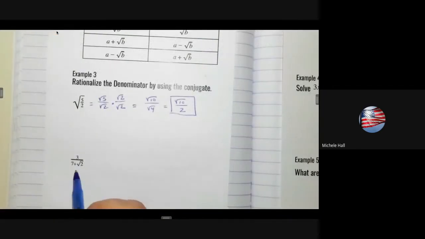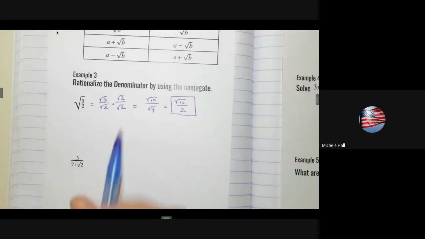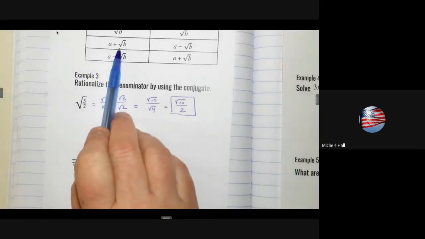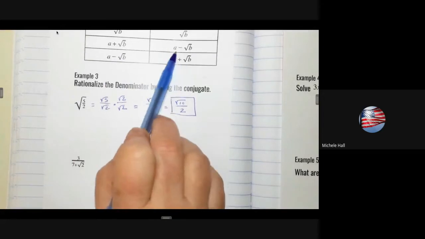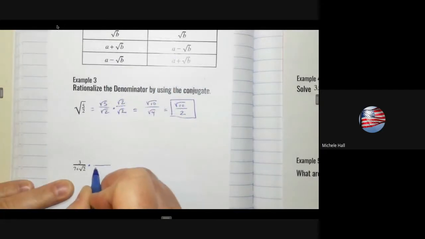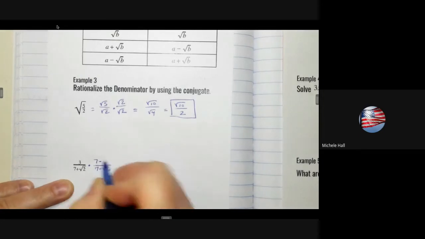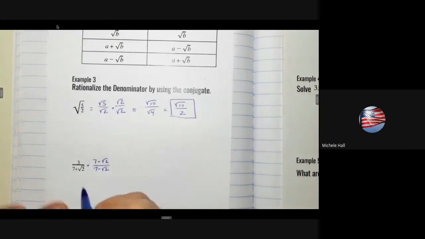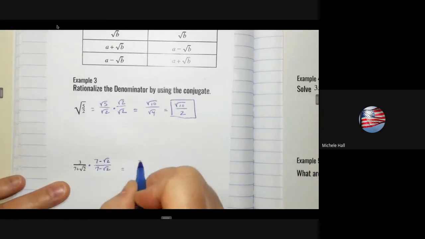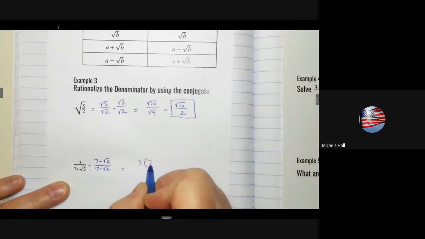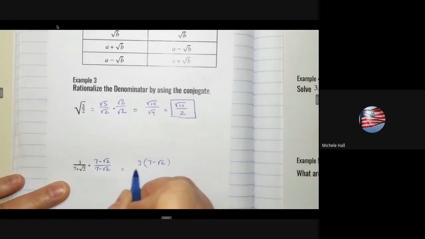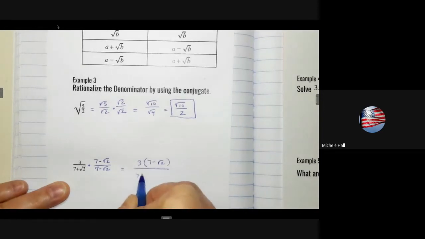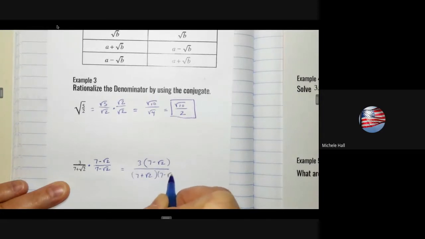Now, what happens when I see something like 7 plus the square root of 2? Well, if I have a plus the square root of b, then I need to multiply by a minus the square root of b. I'm going to multiply by 7 minus the square root of 2. Whatever I do to the denominator, I've got to do the same thing to the numerator. What we have here then is 3 times 7 minus the square root of 2 over 7 plus the square root of 2 times 7 minus the square root of 2.